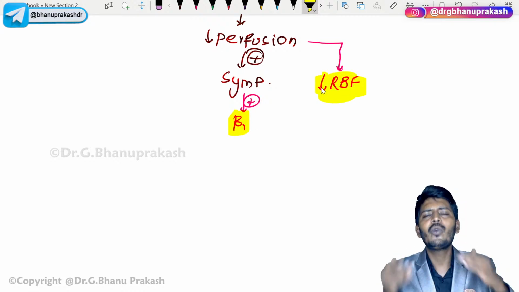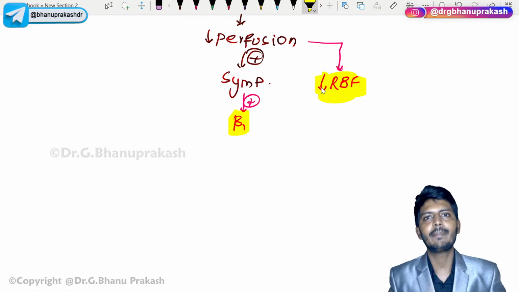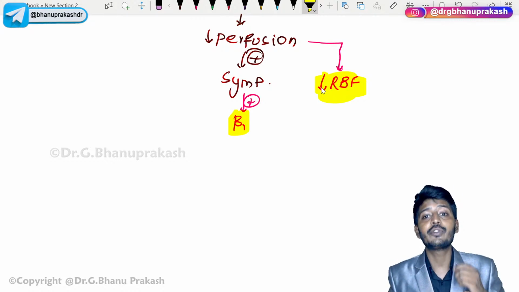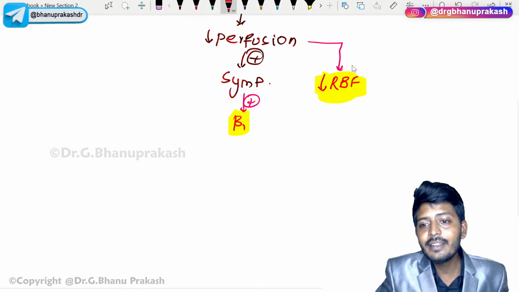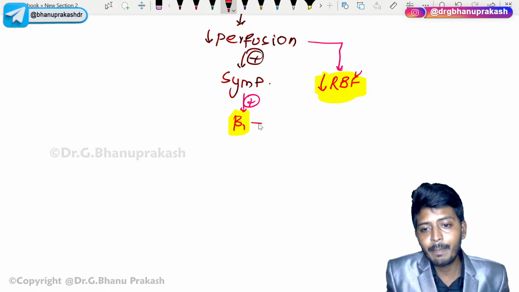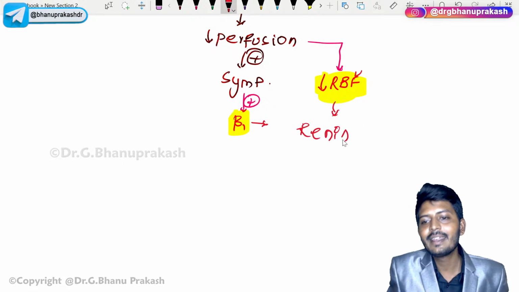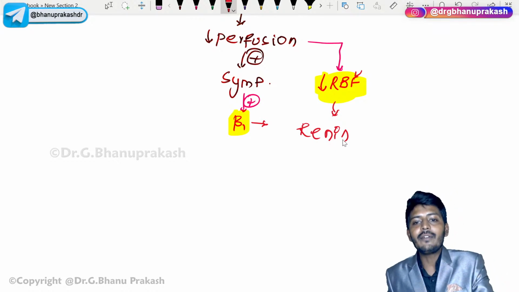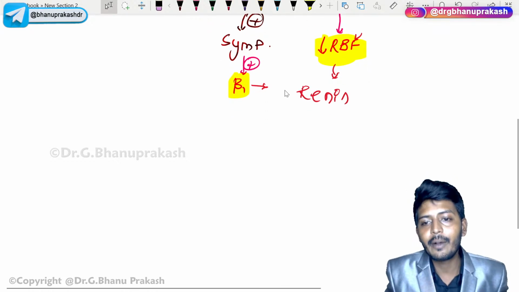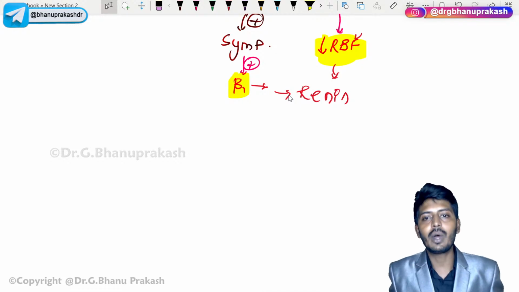Remember one simple rule: whenever there is a decrease of cardiac output, that automatically reduces the blood supply to multiple organs. One of the most important organs, very sensitive to blood supply, is your kidney. So if there is a decrease of blood flow to the kidney and beta 1 activation, because of these two factors, they will stimulate the release of renin. Which substance? Renin. This renin, released as a result of beta 1 activation and decreased renal blood flow, will do one interesting thing.